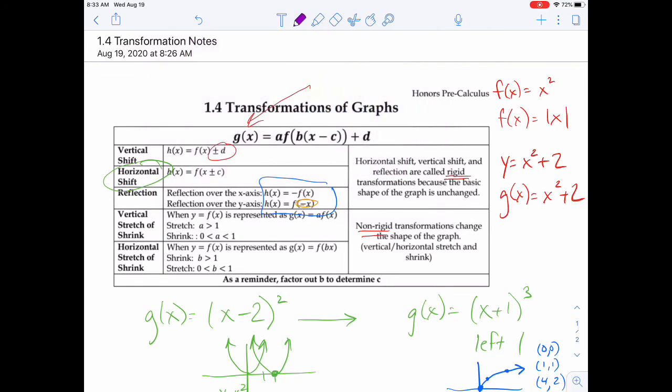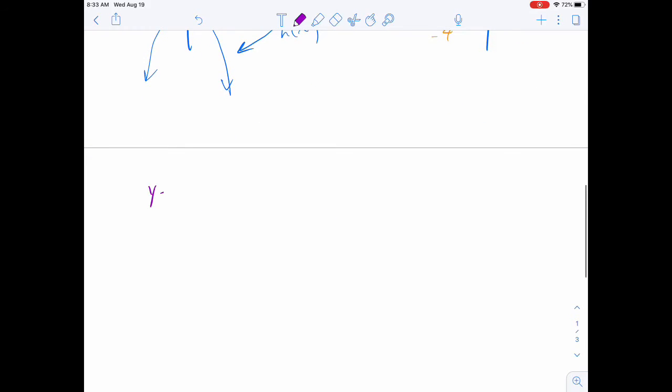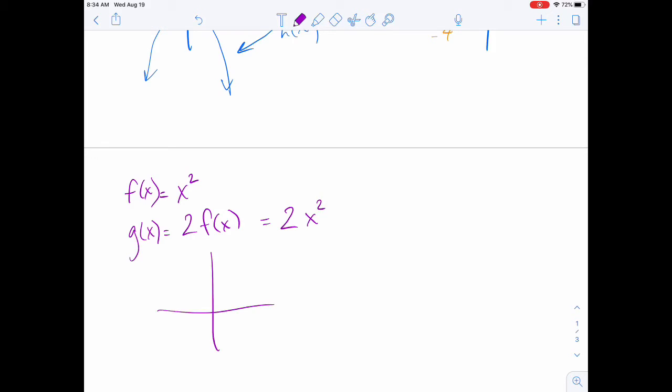If I've got the graph y is equal to x squared, let me use f and g. f of x is equal to x squared, and say g of x is equal to 2f of x. This is just like saying 2 times x squared. What we've done is we've taken this and we've stretched everybody up a little bit this way. I wish you could see my hands. Basically what I'm doing is I'm pulling it away from the x-axis. So that's a vertical stretch.